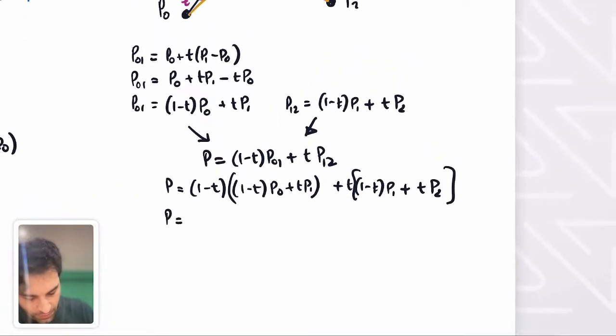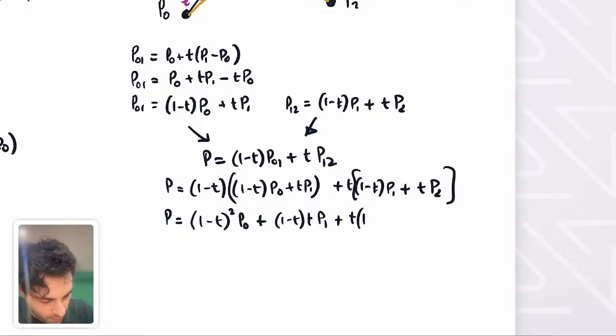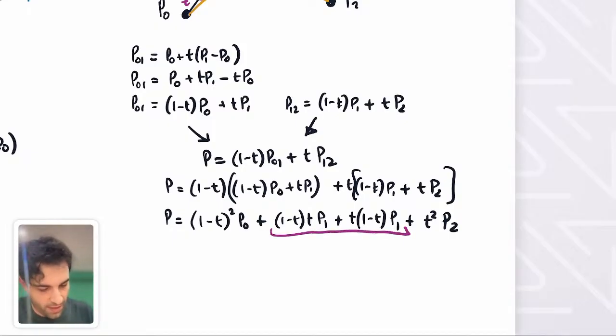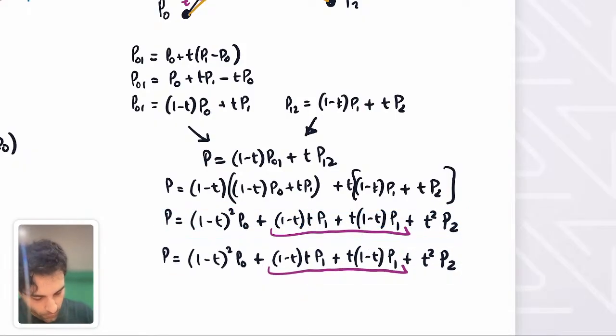Let's see this. P equals 1 minus t squared times P0, plus 1 minus t times t P1, plus t times 1 minus t P1, plus t squared P2. Do you all see what I did there? I just expanded out the brackets. Now notice that there are two of these, and that accounts for the fact that they could be in either order: 1 minus t times t and t times 1 minus t. So then what I can do in the last step is just duplicate them, say bye-bye to these guys, write this as P1, and put a 2 out the front of this.